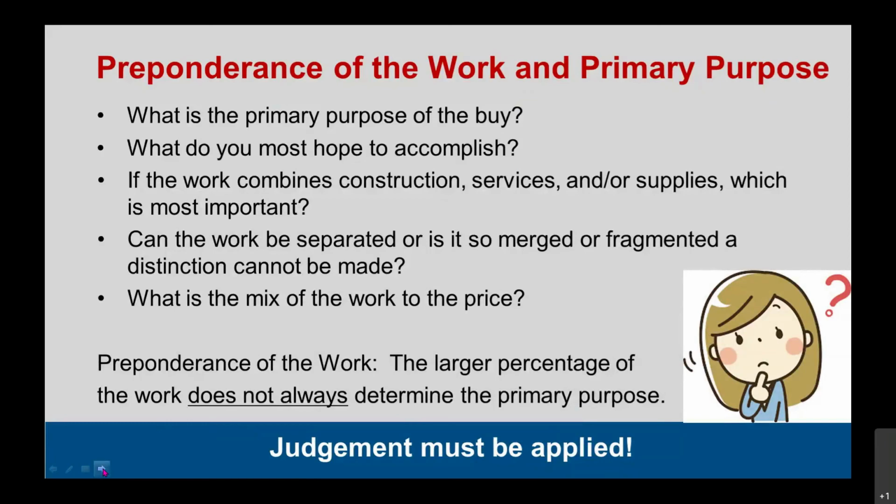Can the work be separated, or is it so merged or fragmented in its distinction that you cannot make a distinction? What is the mix of the work compared to the total price? That's another question. So these are all things you have to think about when you're trying to figure out how to classify a purchase. And judgment must be used when you're answering these questions. There's no hard, fast rule to the precise meaning of what a primary purpose is. While prices should be considered in the primary purpose, it's rarely the defining factor.